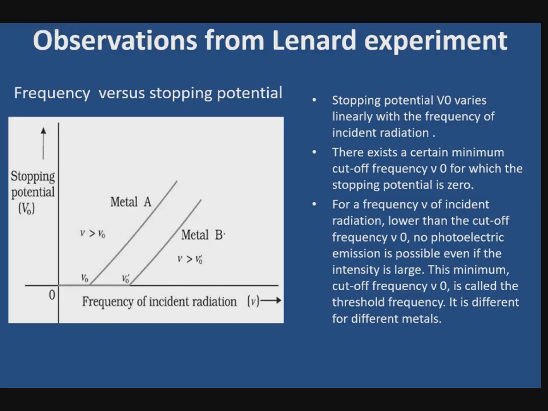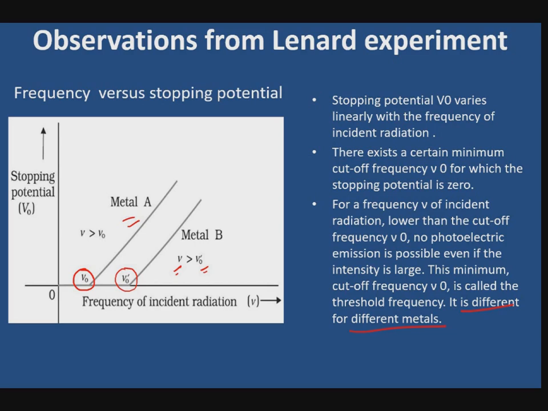So when this graph is plotted for different metal A and metal B, you can see if the incident frequency is more than the threshold frequency, the stopping voltage has to be applied, and when it is below that, there is no emission of electrons, and that's why this frequency is called a threshold frequency for metal A. For a frequency nu of incident radiation lower than cutoff frequency V0, no photoelectric emission is possible even if the intensity is large. This minimum cutoff frequency is called threshold frequency, and it is different for different metals.